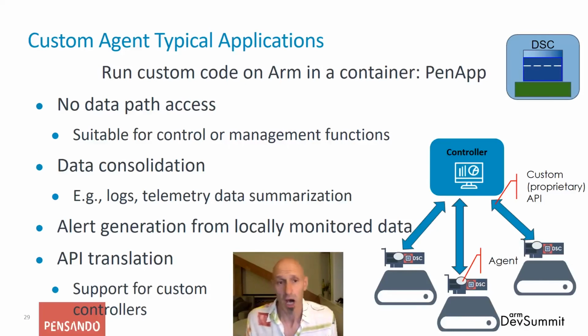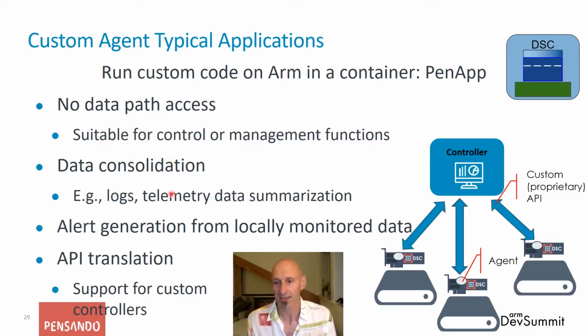So we said the first option for a customer is to run an agent on the ARM cores. So we allow users to run their applications in a container. We call those applications Pensando apps, but they are developed by the customer and they run in an isolated environment. Now, these applications are not going to be on the data path, and so they will not see packets coming in and out, but they will be usable for management purposes, or for example, for data consolidation.